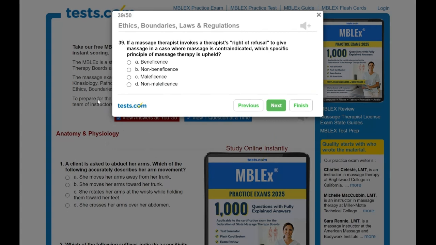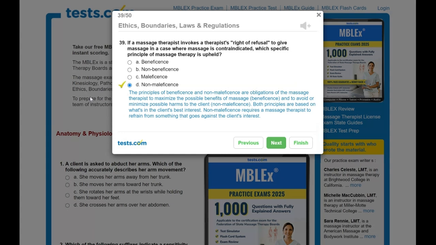Question 39. If a massage therapist invokes a therapist's right of refusal to give massage in a case where massage is contraindicated, which specific principle of massage therapy is upheld? A. Beneficence. B. Non-beneficence. C. Maleficence. D. Non-maleficence. D. Non-maleficence. The principles of beneficence and non-maleficence are obligations of the massage therapist to maximize the possible benefits of massage, beneficence, and to avoid or minimize possible harms to the client, non-maleficence. Both principles are based on what's in the client's best interest. Non-maleficence requires a massage therapist to refrain from something that goes against the client's interest.